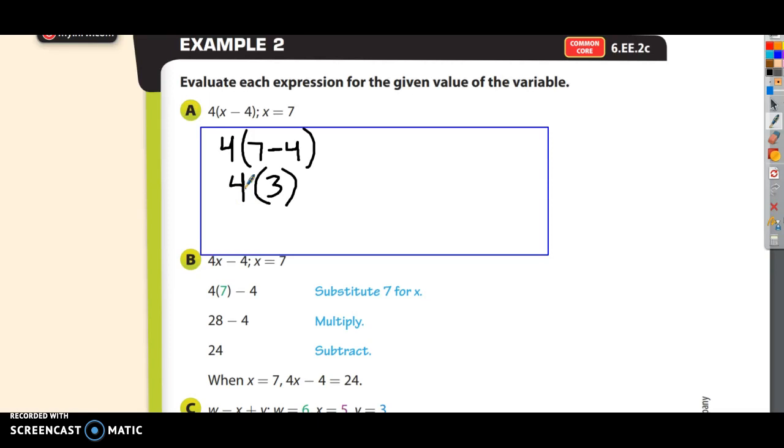The parentheses tell us two things. They tell us A, to do this operation, and then B, that it's multiply. So 4 right next to 3 is equal to 12. That's the answer to this problem. The answer to A is 12. All right, let's move on.